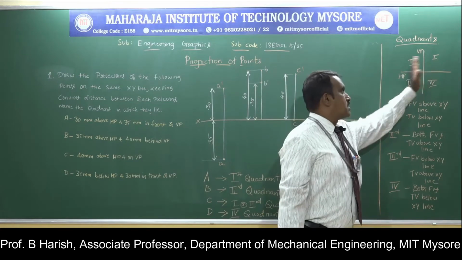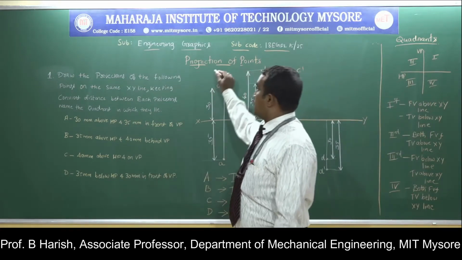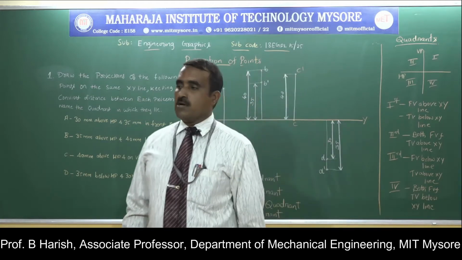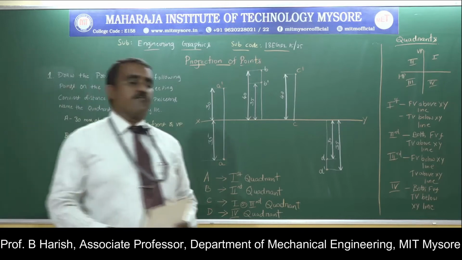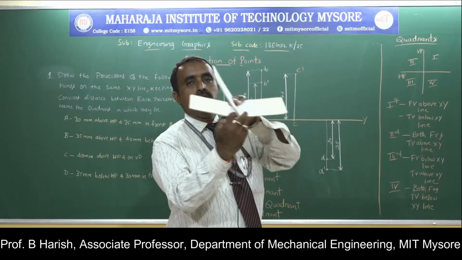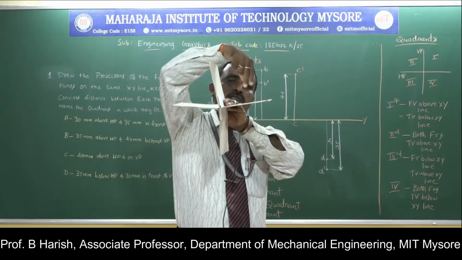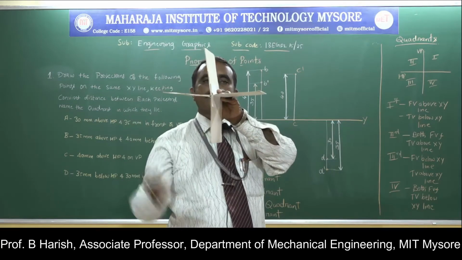So first, second, third and fourth. We will be starting with the first module, that is projection of points. Here, in case of projection of points, a point can be placed in all the 4 quadrants. So this is how our quadrants will be. This is the first quadrant, second, third and fourth.